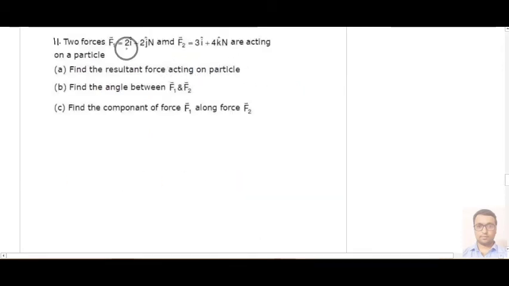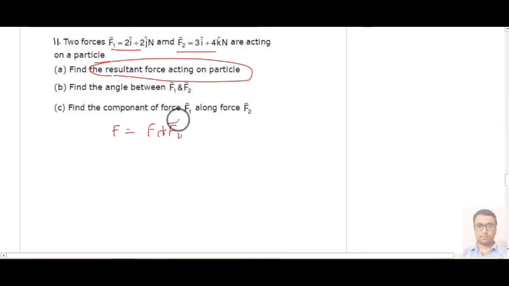In question number 11 we have two forces F1 and F2 which are acting on a particle. We have to tell the resultant force. So the resultant force will be what? The resultant force is the summation of both the vectors, that is F1 plus F2. Here we know that 2i and 3i together become 5i, and 2j will be 2j only, and then 4k will be added. Nothing is here for k, so we will write it 4k only. So this is our resultant force.